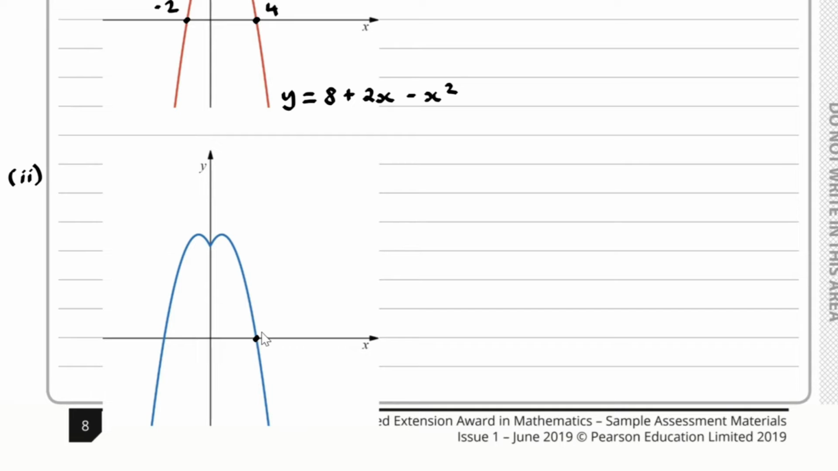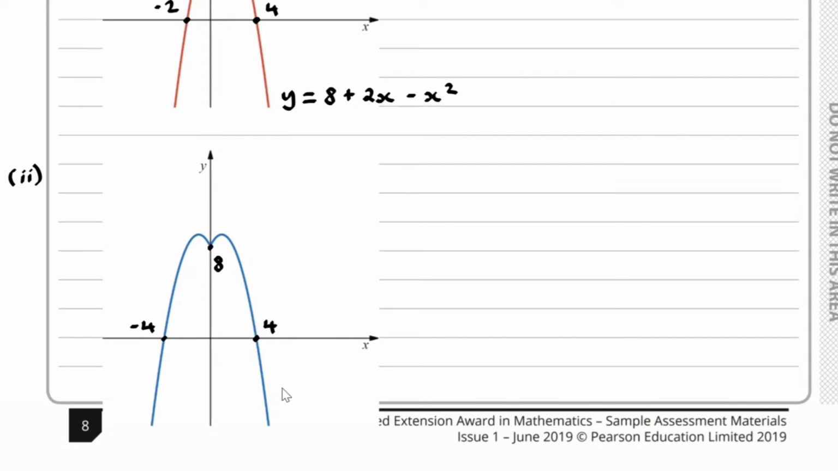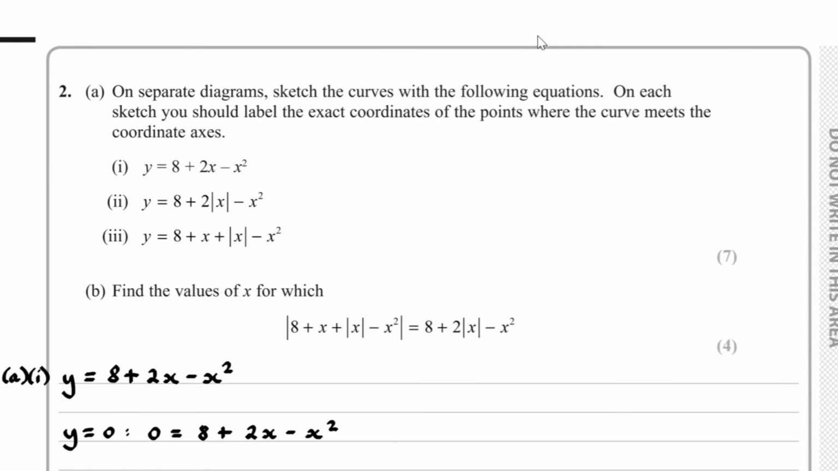Now here, as before, it crossed at the point 4. So this point will be negative 4 because we've reflected this part in the y-axis, and the y-intercept will remain at 8. And so here we have the graph of y equals 8 plus 2 multiplied by the mod of x minus x squared. And next, we have to sketch the graph of y equals 8 plus x plus the mod of x minus x squared.